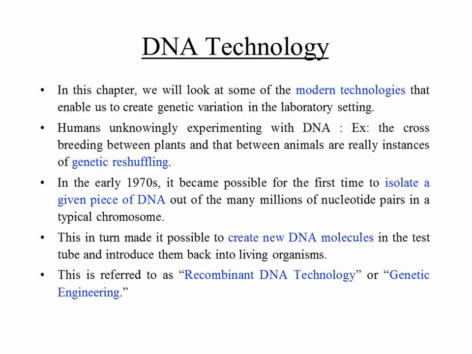Now, in the early 1970s, it became possible for the first time to isolate a given piece of DNA out of the many millions of nucleotide pairs in a typical chromosome. And this in turn made it possible to create new DNA molecules in the test tube and to introduce them back into living organisms. This is referred to as recombinant DNA technology or genetic engineering. Today we can do that.